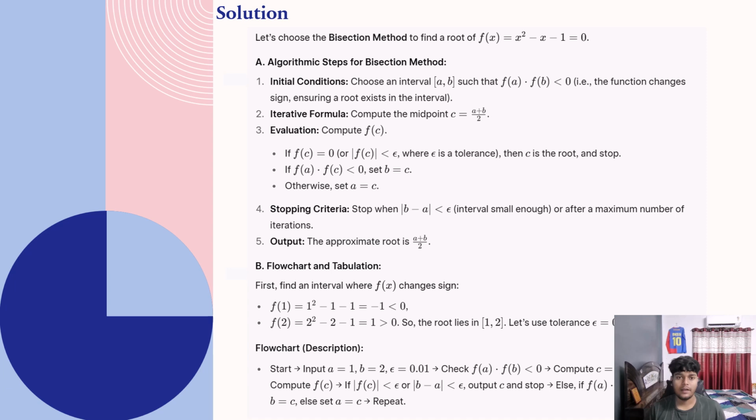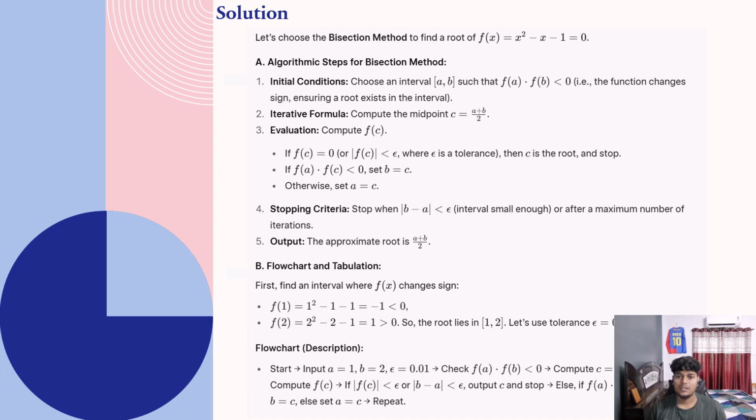Let's move to part B, iterative calculation. For f(x) = x² - x - 1, let's choose [a, b] = [1, 2], since f(1) = 1 - 1 - 1 = -1, and f(2) = 4 - 2 - 1 = 1. So f(1)·f(2) is smaller than 0. First iteration: c = 1.5, f(c) = -0.25. Since f(1)·f(1.5) is not smaller than 0 while f(1.5)·f(2) is, the root is in [1.5, 2].